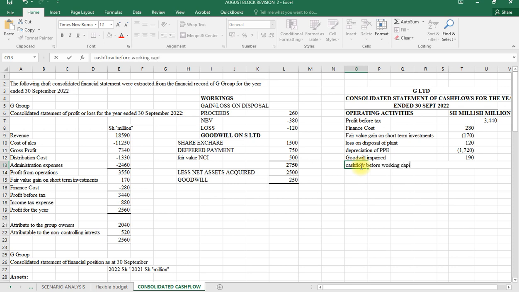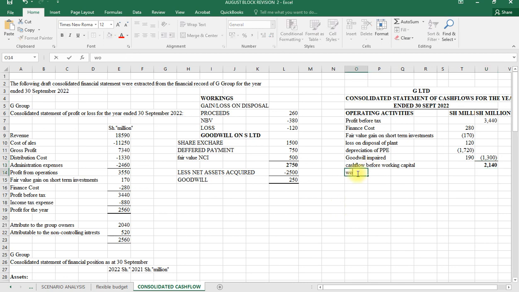Working capital, cash flow before working capital. So here I'll put alt equals, need the sum, and I enter. Then here again alt equals, I need this from here, and I enter. I'll put top border, and I will bold this value. That is the cash flow before working capital.